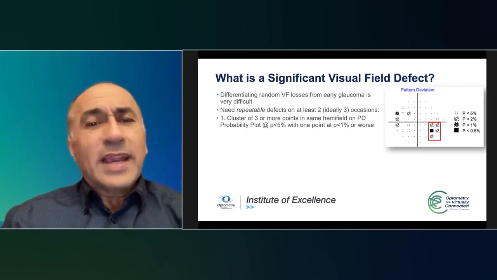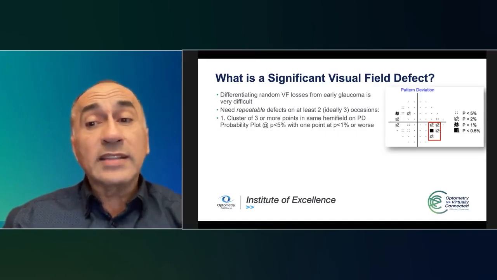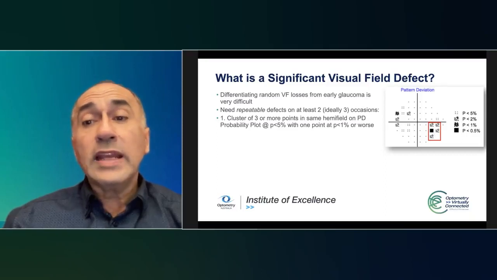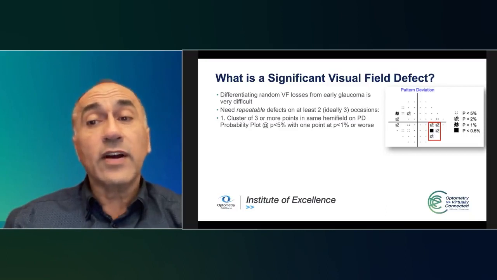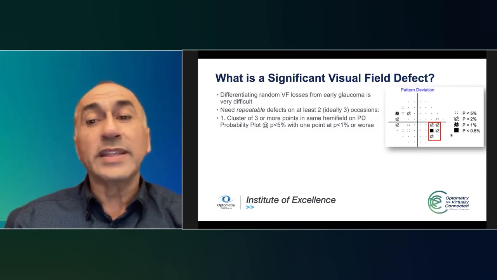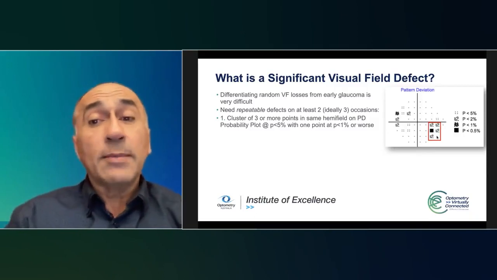Reading it out makes no sense, but looking at the picture does. So this is a cluster of 5 points in the same hemifield that I've put in a red box. If one of those points is in the 2 darkest grays of probability, the 1 or the 0.5%, then that's considered a significant cluster. If they were all in the 2 lighter colors, the 5 and the 2%, that wouldn't be significant yet. We need at least one of those points to be in the darker of the 2 colors to make it a statistically significant cluster. So in this example, yes, that would be a left inferior nasal step if that was repeatable.